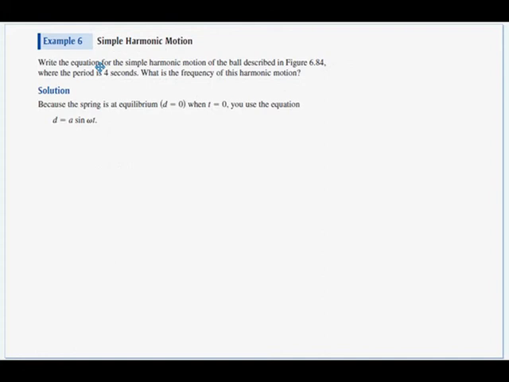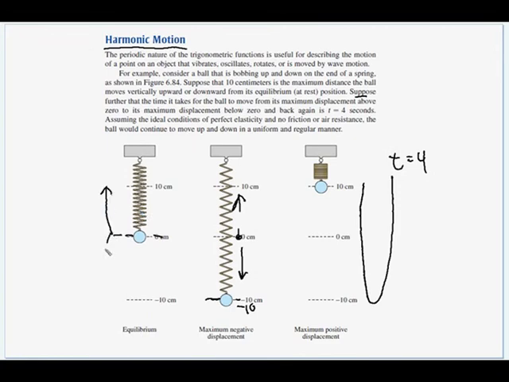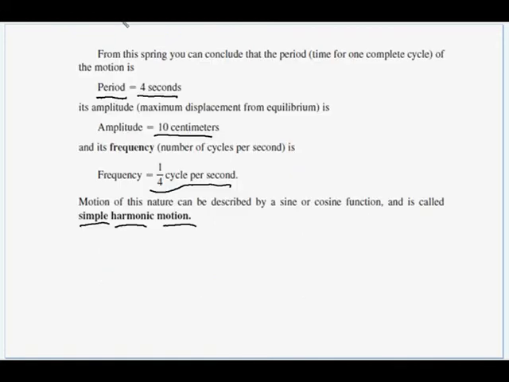So in example 6, it says write the equation for the simple harmonic motion of the ball described in figure 6.8.4. That's the ball on the spring, where the period is 4 seconds. What is the frequency of this harmonic motion? Because the spring is at equilibrium when d is equal to 0 and t is equal to 0, we're going to use the sine wave. And let's start piecing together what we can figure out here. Well, we know the amplitude is the absolute value of a, and from the picture we know that's how far above and below equilibrium we go, so the absolute value of a would be just 10.